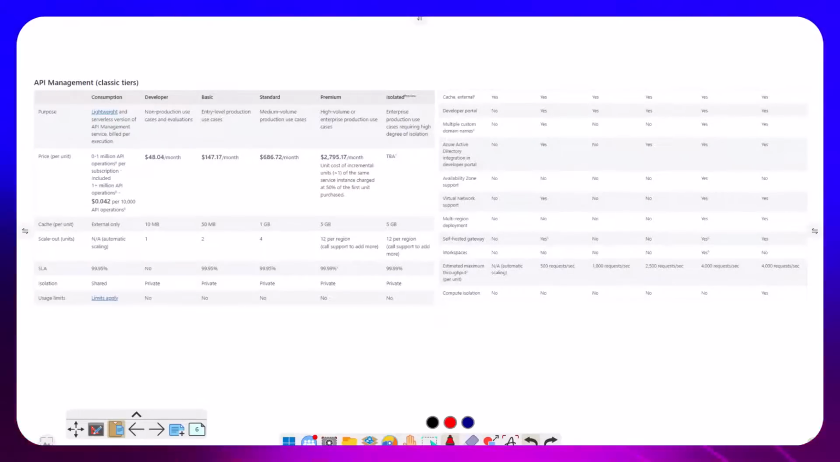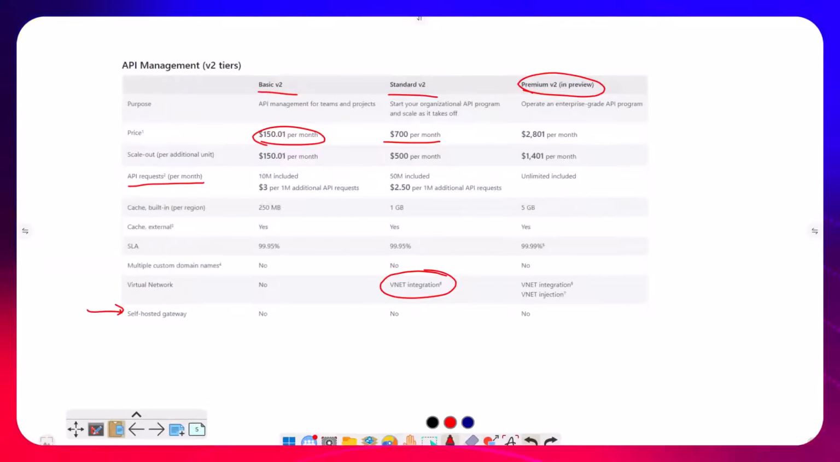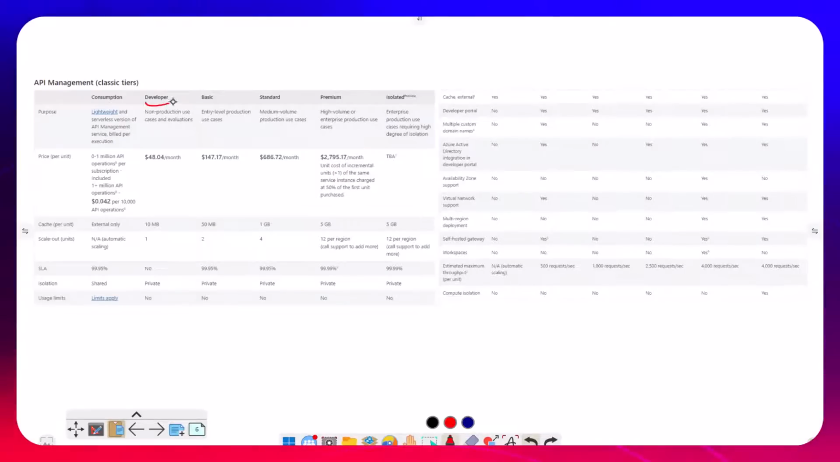If we look at the classic tiers now, here we've got quite a wide range of pricing. One thing to notice on the V2 is that there wasn't a developer SKU, and there's not a consumption SKU. These two were really popular with people for very ad hoc workloads, for consumption, when you just want to pay per request, but also that developer SKU was really good for people. It's very low cost for a dev scenario.